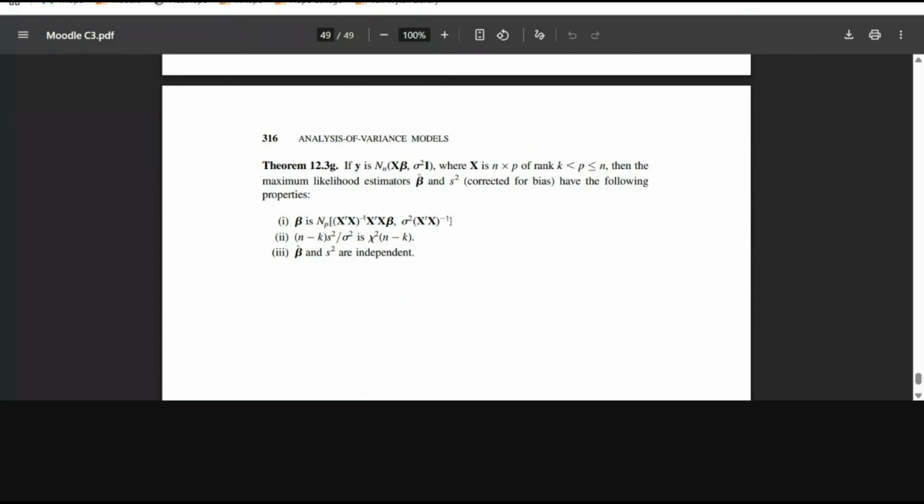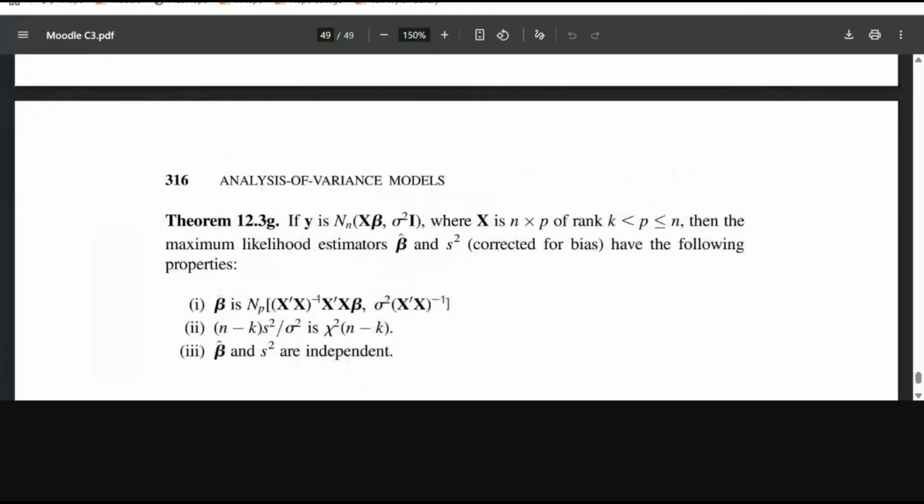The first thing to note is, do you understand what they mean by saying y is normal sub n, x beta, sigma square I? This is just a very compact way of saying three things. One, it is saying that the y vector has n observations. They have what's called a multivariate normal distribution, but we don't have to go into that. It just means individually everyone is normally distributed. Together they have what's called a multivariate normal.